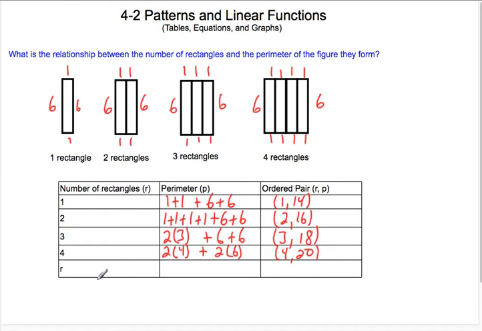So now in this box I wrote R, and that's because we're going to come up with an equation here for the perimeter. So notice it always seems to be 2 times the number of rectangles right here. So it's always 2 times R plus 2 times 6, which is always 12. So there's no ordered pair for that. That's just R P because we haven't plugged in an R to get a P. And so we can come up with an equation that is the perimeter is going to equal 2 times the number of rectangles plus 12. And now we can graph that.